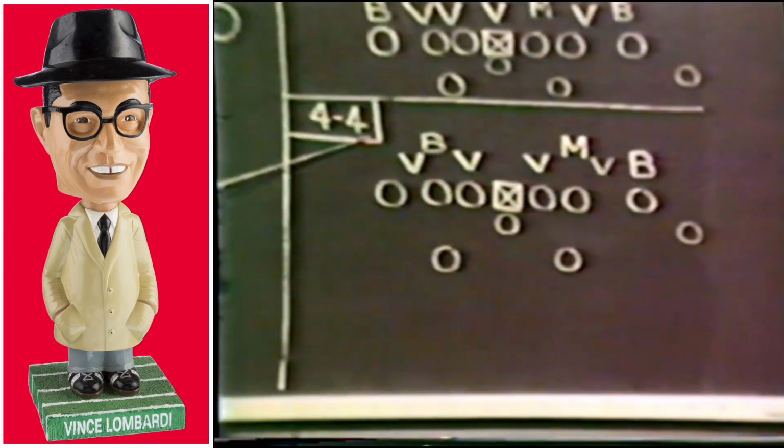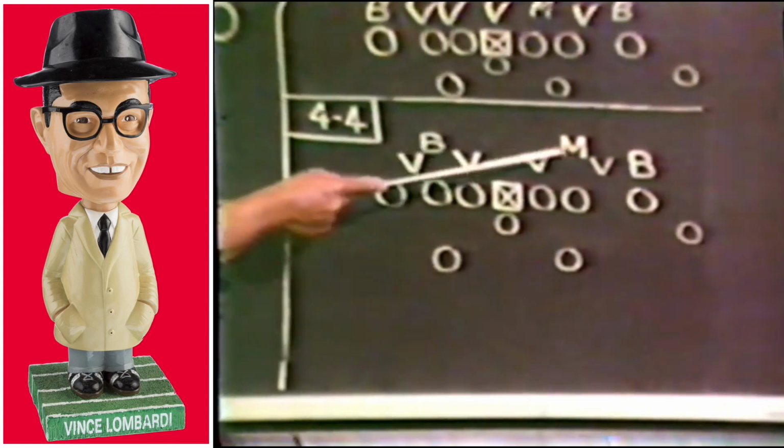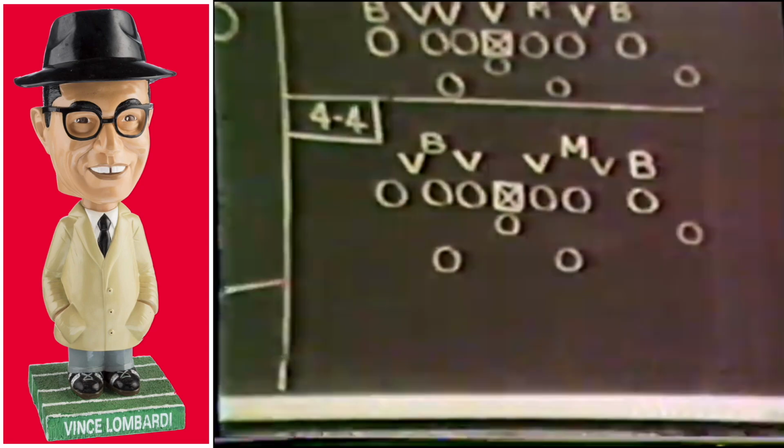Here's a 4-4 defense, which is also a defense which has even spacing. The middle linebacker is shifted strong, sometimes referred to as a 6-2 defense.